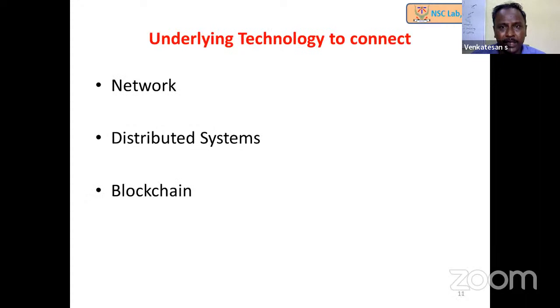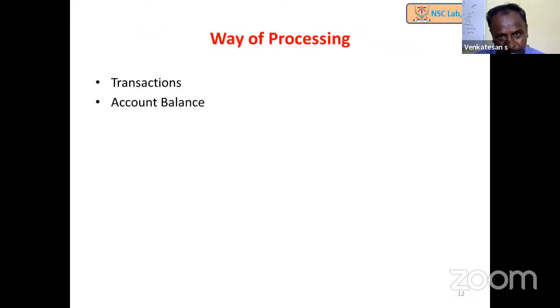So the underlying technology for Bitcoin is that it uses the network and distributed systems, which is built on top of the blockchain. So we can say Bitcoin is the application of the blockchain technology, and blockchain is the application of network or the distributed system. So blockchain technology uses the network, distributed system, data structures, and cryptography algorithms.